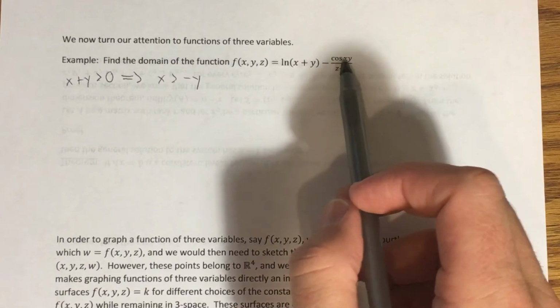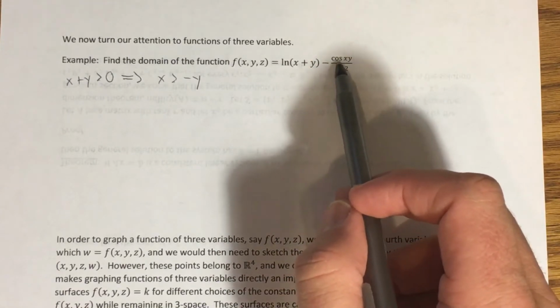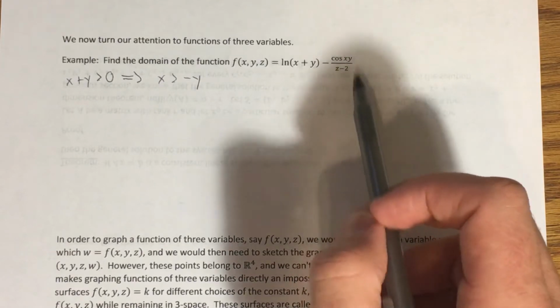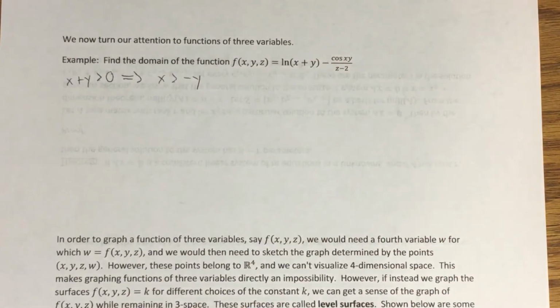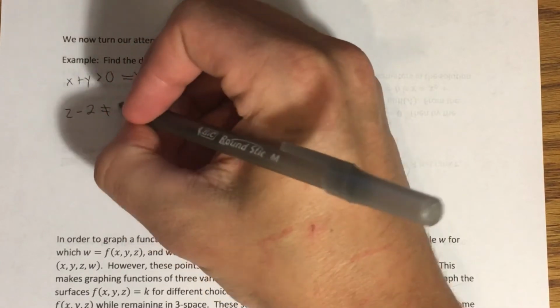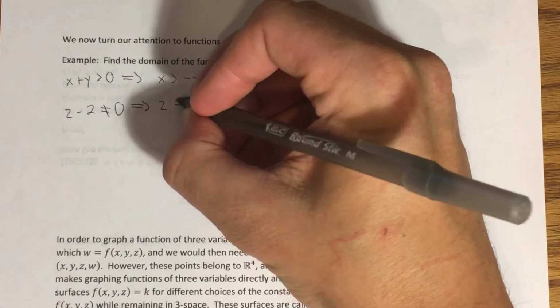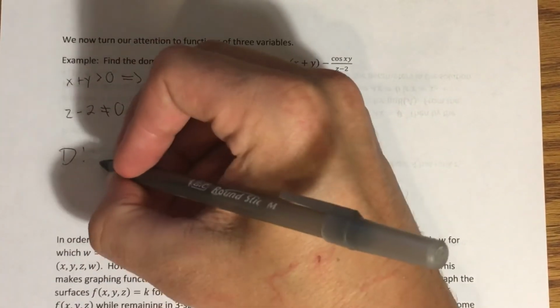Cosine of xy. Cosine has a domain of all real numbers, so it really doesn't matter what x and y are for this part of our function because you'll never have any issues with that. But we are dividing by something, z minus 2. That would imply that z minus 2 cannot equal 0, because then you'd be dividing by 0, or equivalently, z cannot equal 2. So how do we write this as a domain?